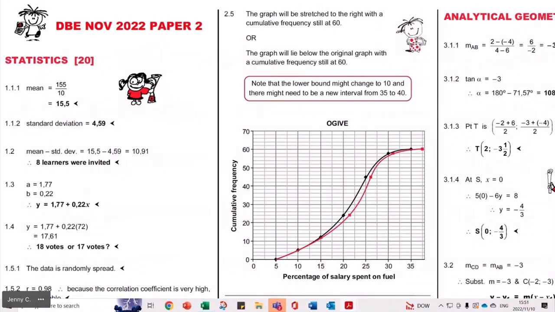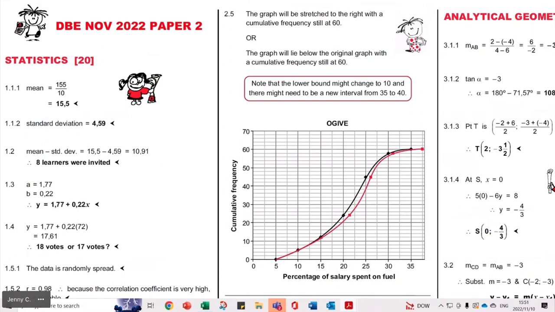So I think it is. The graph will be stretched to the right with a cumulative frequency still at 60. I use the word stretch because the bottom points are not going to be pulled as much as the top points. But if a learner were to say the graph will move to the right, I think that's also fine. You can also say that the graph will lie below the original graph. However, it's still got to end with a cumulative frequency at 60.